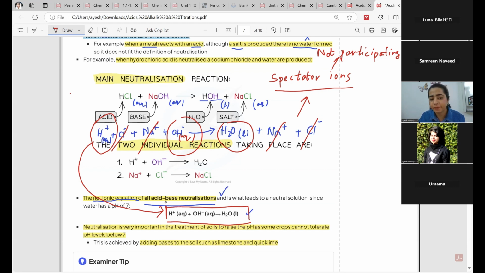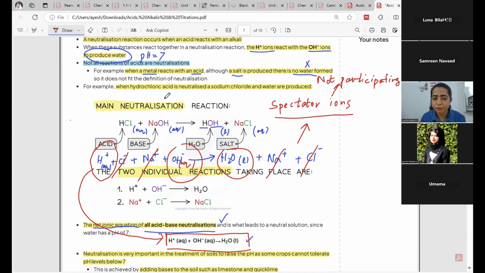Okay, miss. Another question: you were saying that the neutralization reaction is not applicable when metal reacts with acid. Yes, it is because water is not formed. We need water for a neutralization reaction, with a pH of 7. If water is not formed, the pH is also not 7. We still need water, only then it will be known as a neutralization reaction. If water is not forming on the product side, that reaction is not a neutralization reaction. Okay, miss.